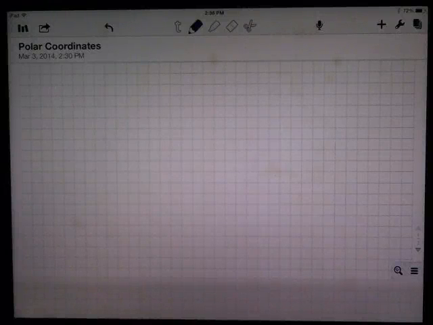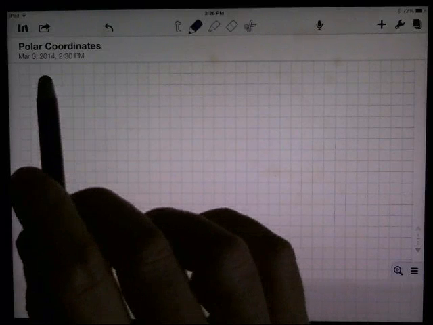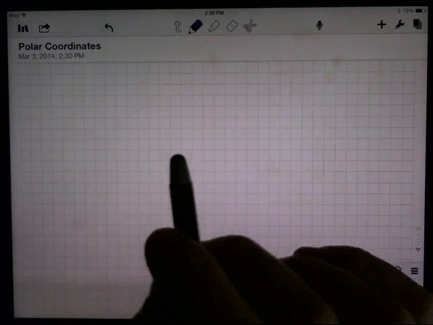Today I'd like to introduce you to a new coordinate system. You've been using the XY coordinate system for a long time. It's sometimes called the rectangular coordinate system or the Cartesian coordinate system after René Descartes, who first used it. Anyway, I want to talk about the polar coordinate system now.